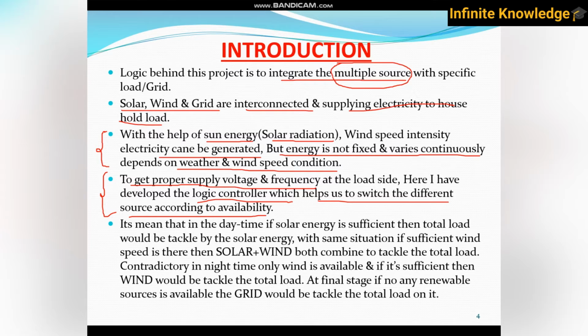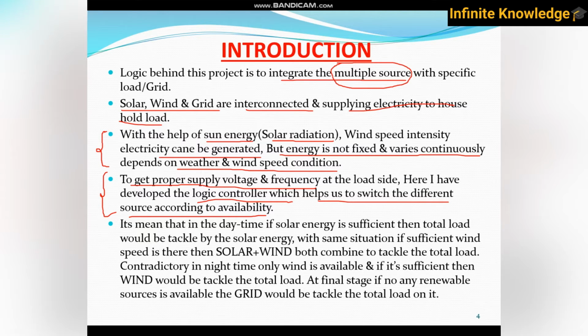So if you consider the initial stage, solar and wind both are combined and synchronously giving the supply to the load. And what happened? Suddenly wind speed reduces. So you need to isolate the wind turbine. Once you isolate the wind turbine, again only solar will take the load. Total load will be taken by only solar and wind is isolated.